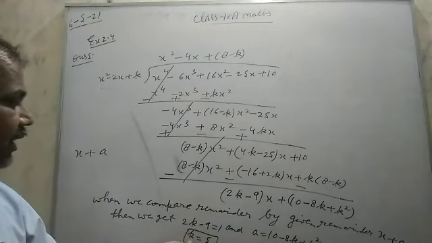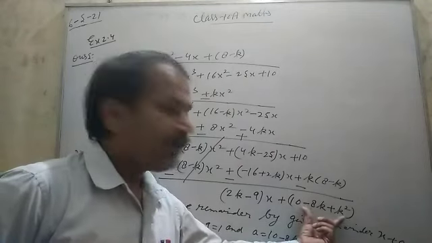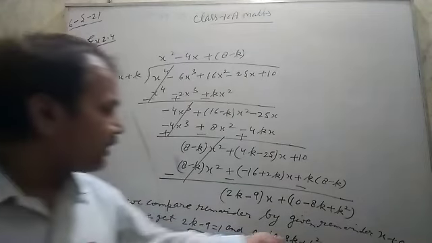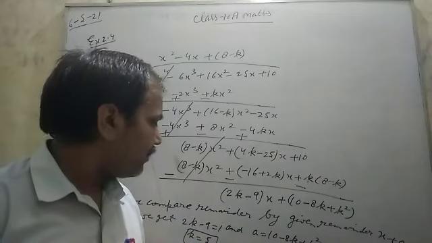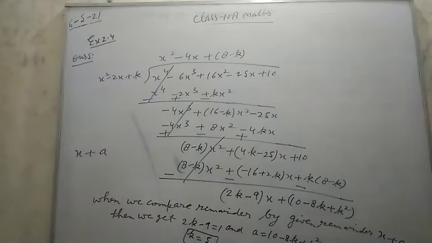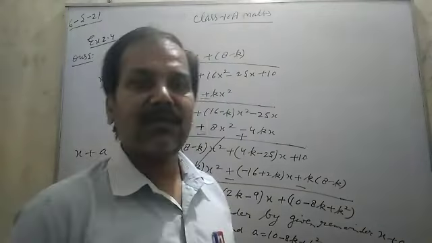When we simplify, we get k is equal to 5, and for a, putting the k value 5 and after simplification we get a is equal to minus 5. So the answer is k is equal to 5 and a is equal to minus 5. Okay, thank you.